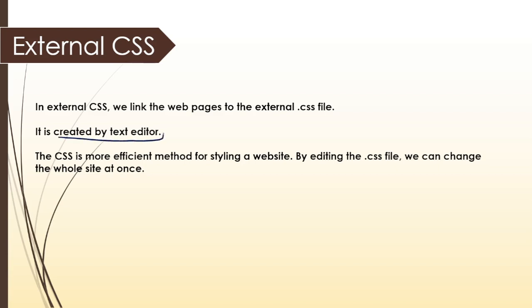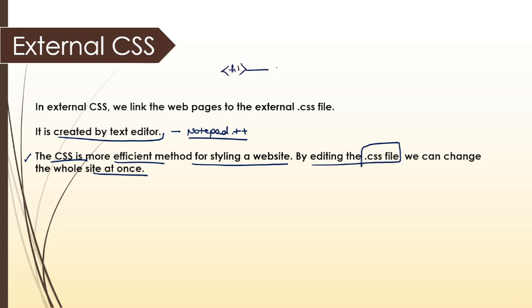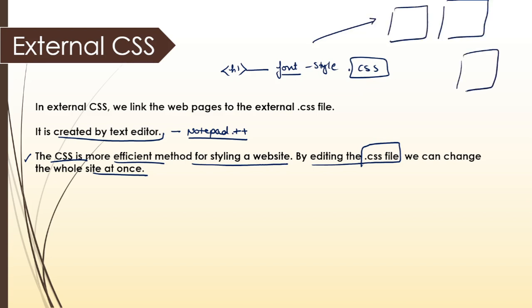It is created by a text editor, or you can say that it is created by Notepad++, as we already used this so many times in the HTML lecture series. Now, this statement says the external CSS is a more efficient method for styling a web page. By editing the .css file, we can change the whole site at once. As I have told you, if I change the color or the font style of H1 in the .css file, this will automatically change heading 1 properties in every HTML page.